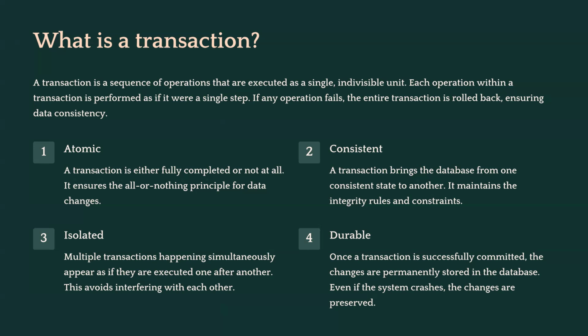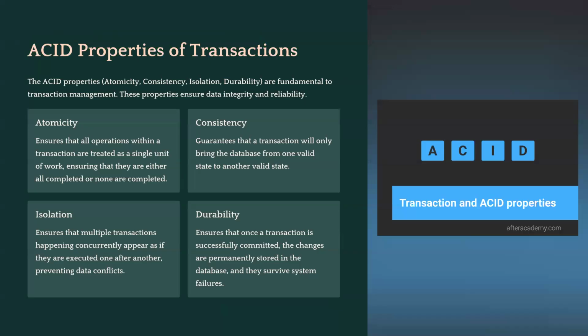Fourth is durable. Once a transaction is successfully committed, the changes are permanently stored in the database. So even if the system crashes, the changes are preserved. So there should be durability of the transaction. If any transaction fails and you don't have the backup of the transaction, there would be a big issue.